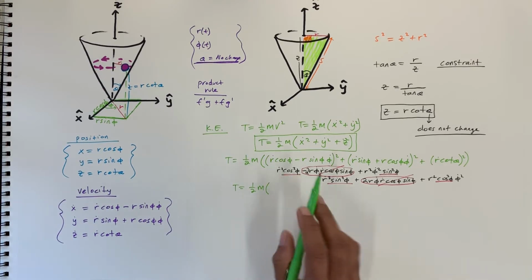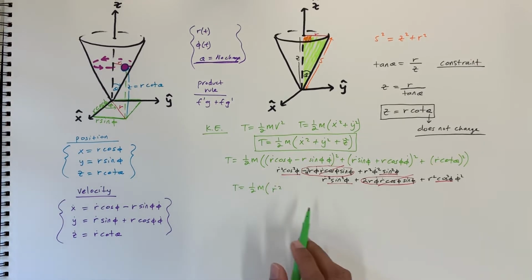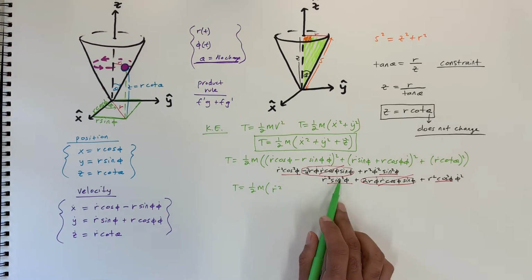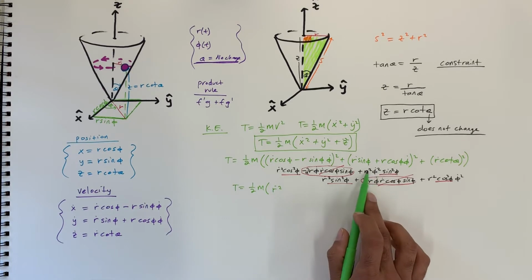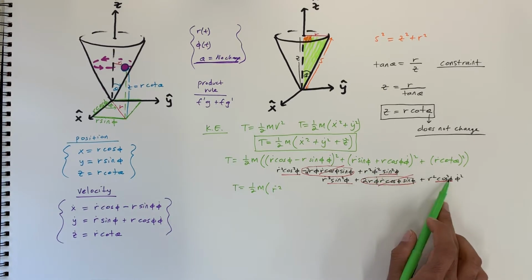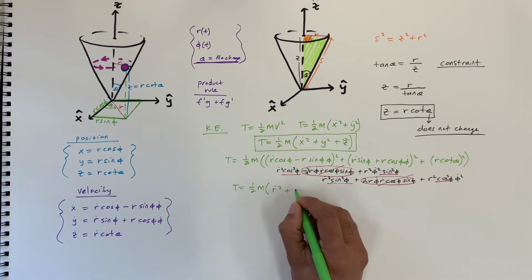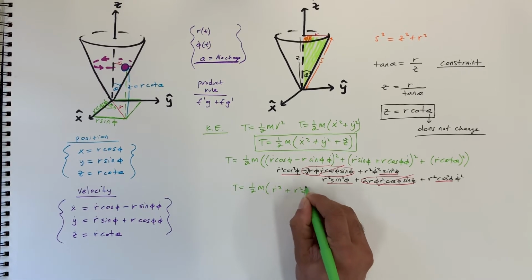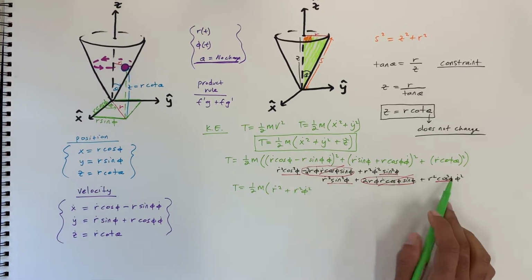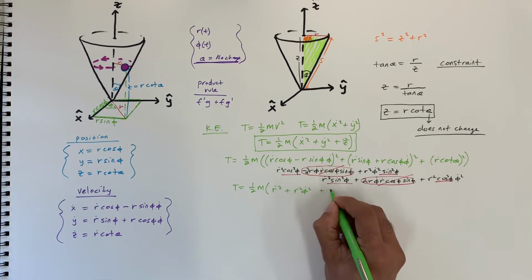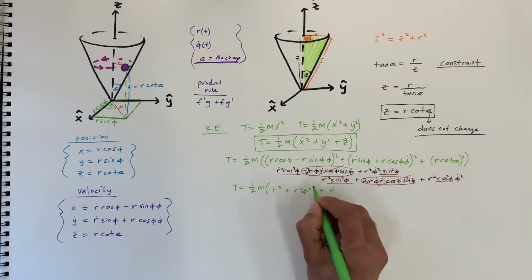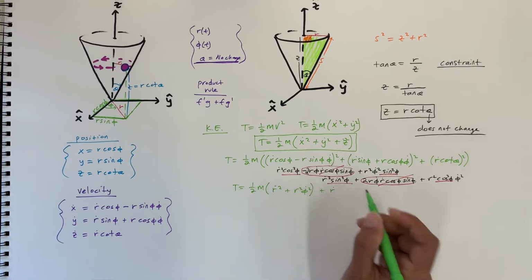So we got r dot squared. All right, the cosine squared and the sine squared make a 1. And then we got these two terms here. So I'm gonna write r squared phi dot squared, right? The sine squared and the cosine squared make a 1. And then finally we have here plus r dot, so let's close this off here first, right?